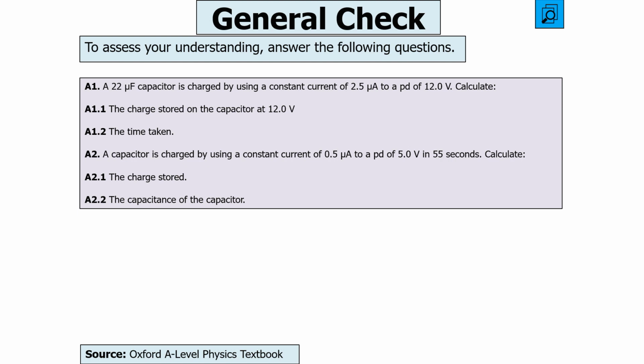The next question says a 22 microfarad capacitor is charged by using a constant current of 2.5 microamps to a PD of 12 volts. Calculate the charge stored on the capacitor at 12 volts, and the time taken. A capacitor is then charged by a constant current of 0.5 microamps to a PD of 5.0 volts in 55 seconds. Calculate firstly the charge stored, and then secondly the capacitance of the capacitor. So pause the video now, then unpause the video when you want to go through your answer.